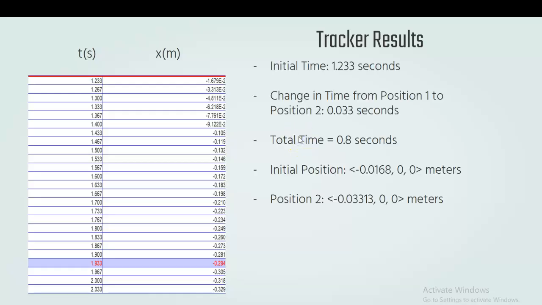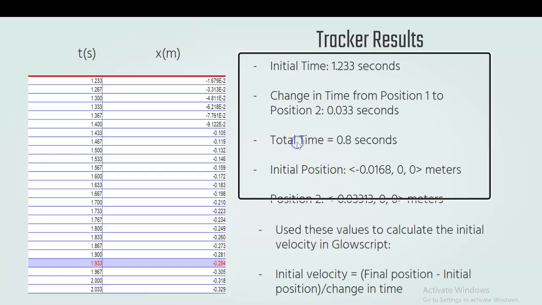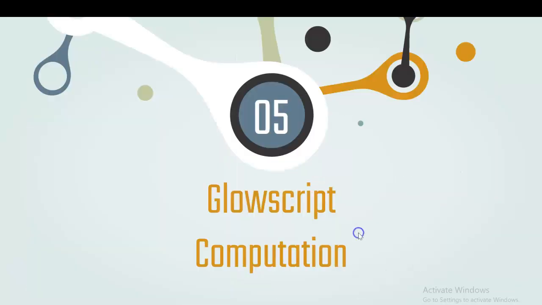The initial time captured by Tracker is 1.233 seconds, and even though it's not zero, it does not matter much because it's the change in time that we use to calculate velocity and position. Other values seen here were used to calculate the initial velocity, which was used in the equation final position minus initial position over change in time.